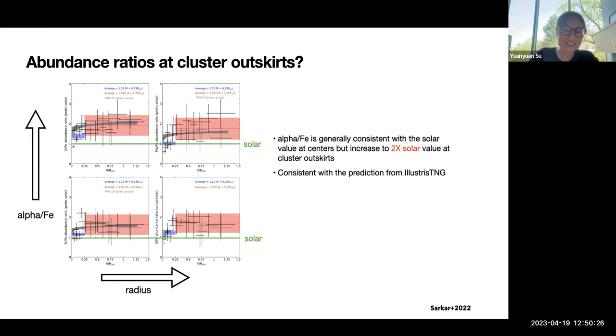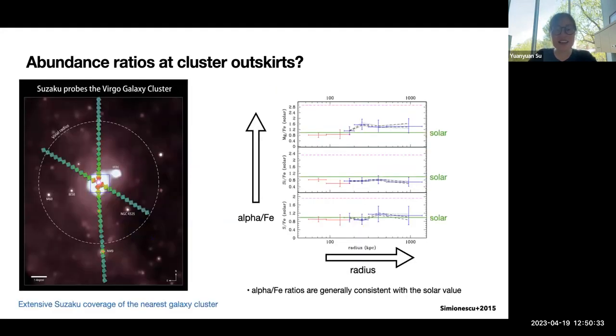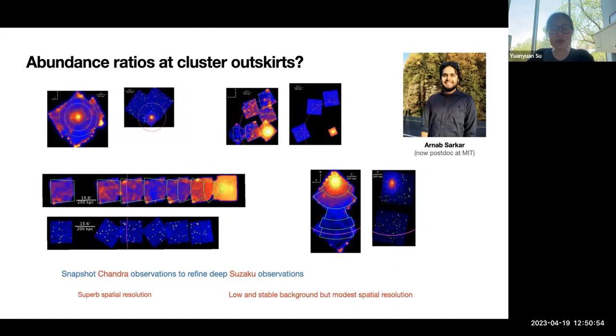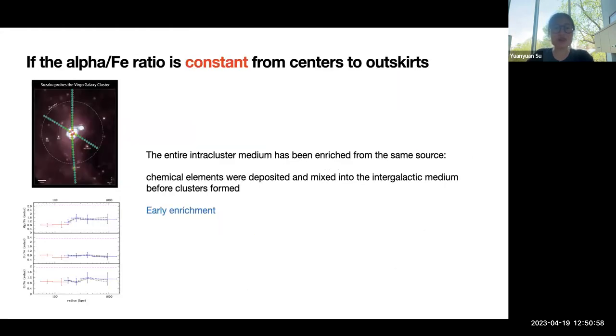Okay, so it's actually very difficult to say which one is correct, because this study and the Virgo study have very different systematics. For sure, Virgo being the nearest galaxy cluster has a lot of advantages. But then again, you can see only a very small fraction of the cluster outskirts is covered, which tells us that the result is likely not representative. So we don't know which one is correct yet, but if this alpha to iron abundance ratio is constant from centers to outskirts, it means that the entire intracluster medium has been enriched from the same source, and likely by some process before the cluster formed.